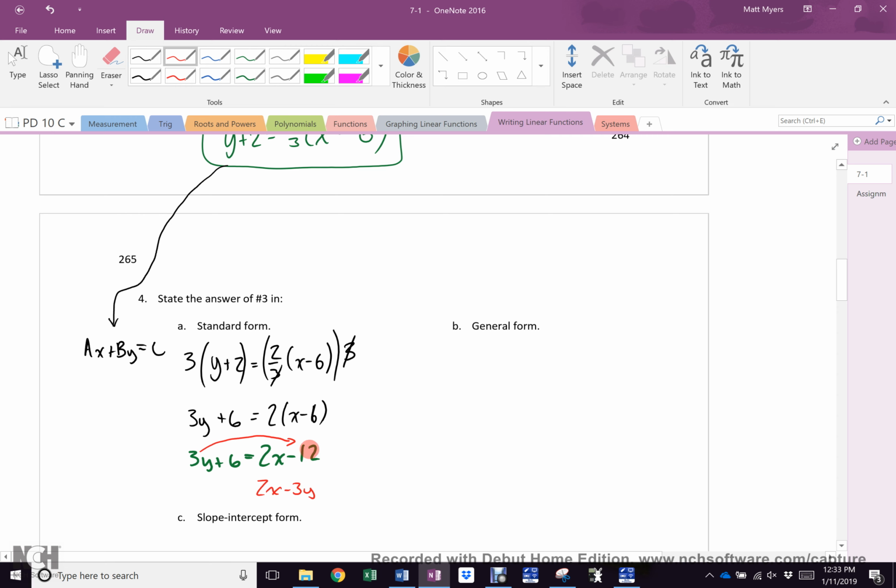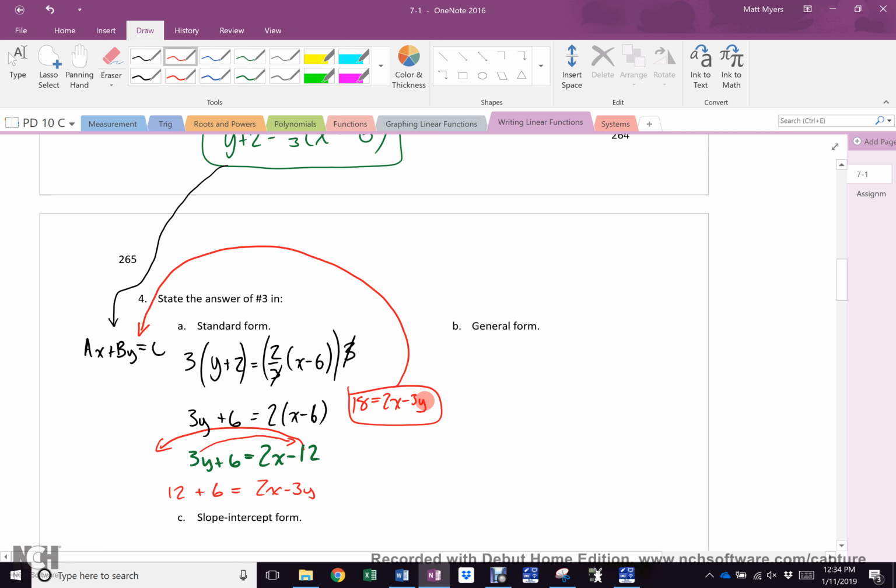Is this 12 in the right spot? No. So where should it move? Back over here and become what? Positive 12 plus 6. Am I almost there? What do I do with 12 and 6? Because they're like terms. 18 equals 2x minus 3y. And that looks a lot like that.